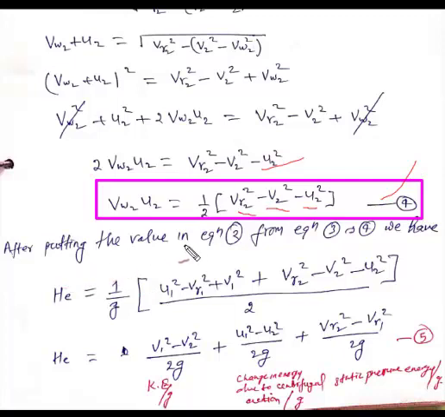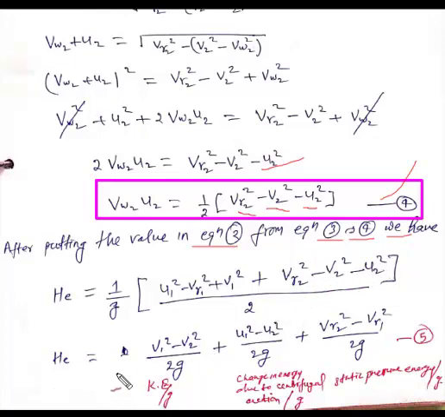After putting the values in equation number 2 from equation number 3 and 4, we have here 1 upon g in bracket U1 square minus Vr1 square plus V1 square plus Vr2 square minus V2 square minus U2 square, divided by 2.